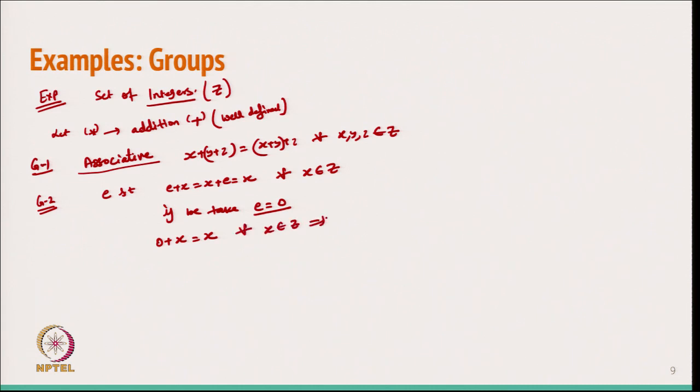So, from here I can say that my E is 0, and we call it the additive identity. We know that this is unique in this case, because we cannot find any other element from the set of integers which we add to x and get the value of x, other than 0. So, it is unique.